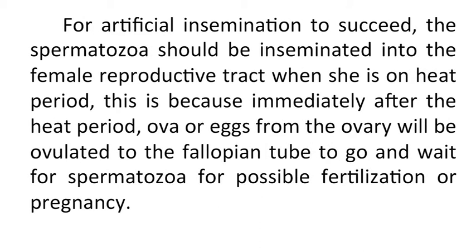For artificial insemination to succeed, the spermatozoa should be inseminated into the female reproductive tract when she is on heat. Why? This is because immediately after the heat period, ova or the eggs from the ovary will be ovulated or produced to the fallopian tube to wait for spermatozoa for possible fertilization or pregnancy.